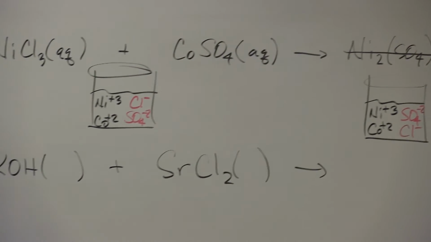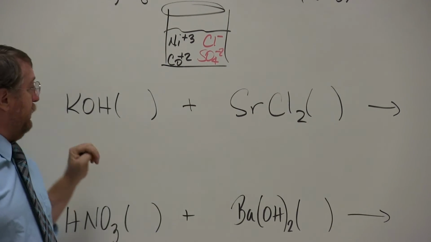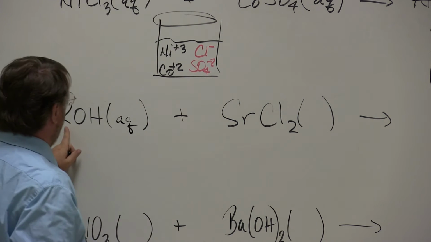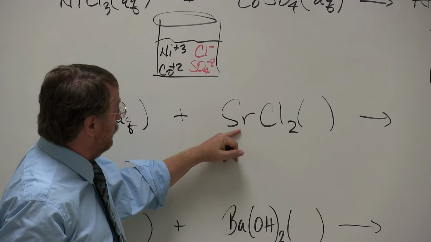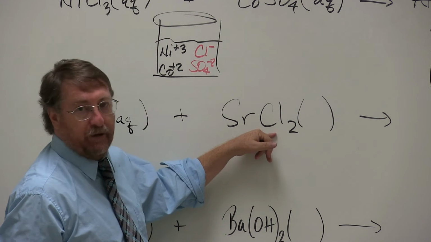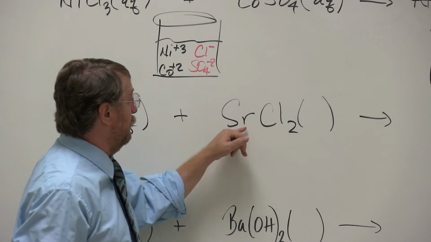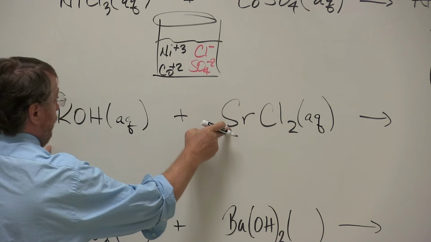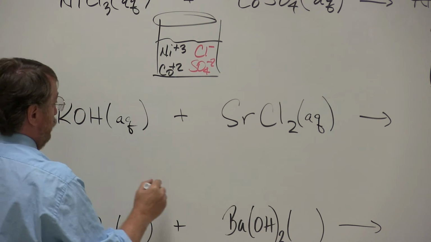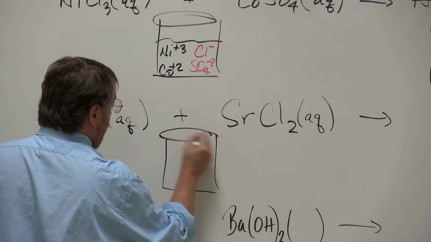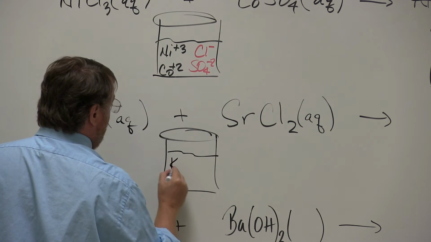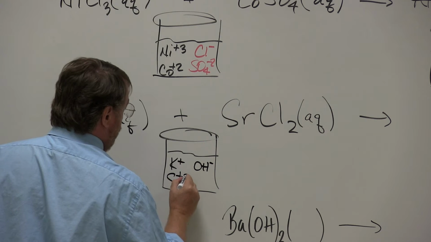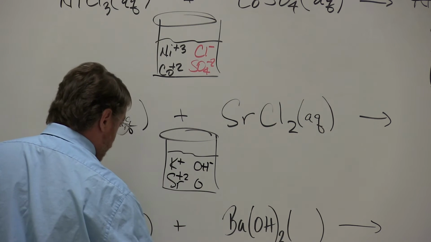Go down to the next one, potassium hydroxide, reacting with strontium chloride. Potassium hydroxide is a strong base, very soluble in water, because potassium compounds are always soluble in water. Strontium chloride, chlorides are generally soluble, exception to lead, silver, and mercury, not strontium, so that's aqueous. So we're going to switch the cations. We're going to switch potassium with strontium. We can draw out our ions here. We're going to have potassium ion, hydroxide ion, strontium ion, which is a +2 ion, and chloride ion.